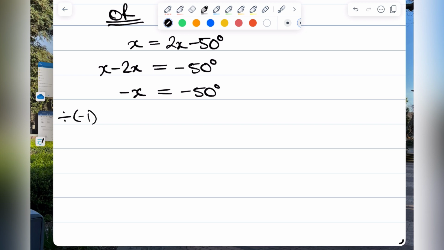Ons gaan beide kante deel met negatief 1, sodat ons antwoord eintlik 'n positiewe antwoord is. So ons wil nie weet wat is die waarde van negatief x nie. Ek wil weet wat is die waarde van x. So ek deel dan negatief x met negatief 1 en natuurlik doen ek dieselfde aan die ander kant. So dit veroorsaak dat ek dan positief x kry, want negatief gedeel deur negatief is positief, en natuurlik dieselfde gebeur hierso en jy kry ook dan 50 grade.